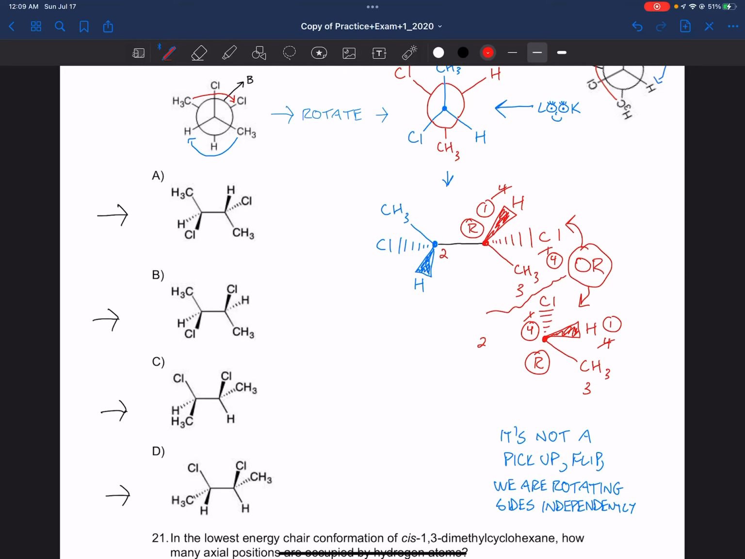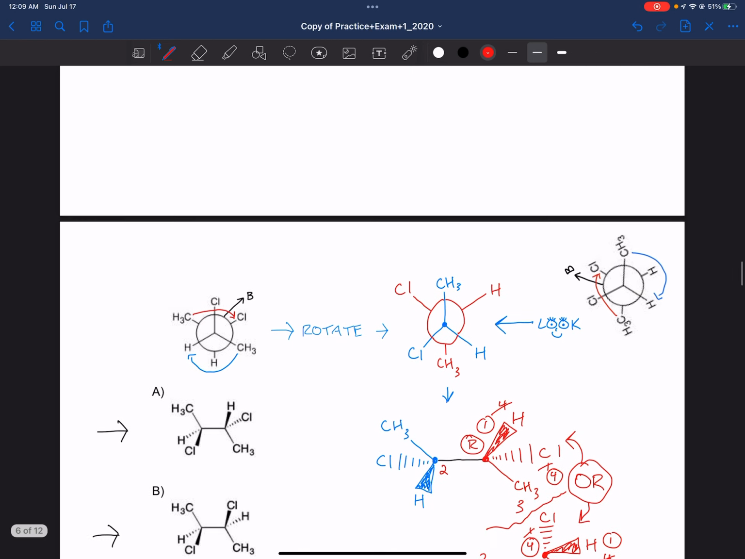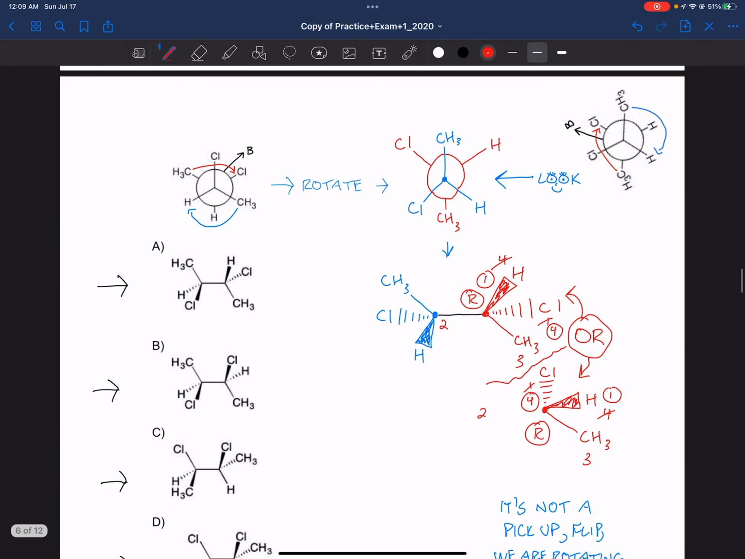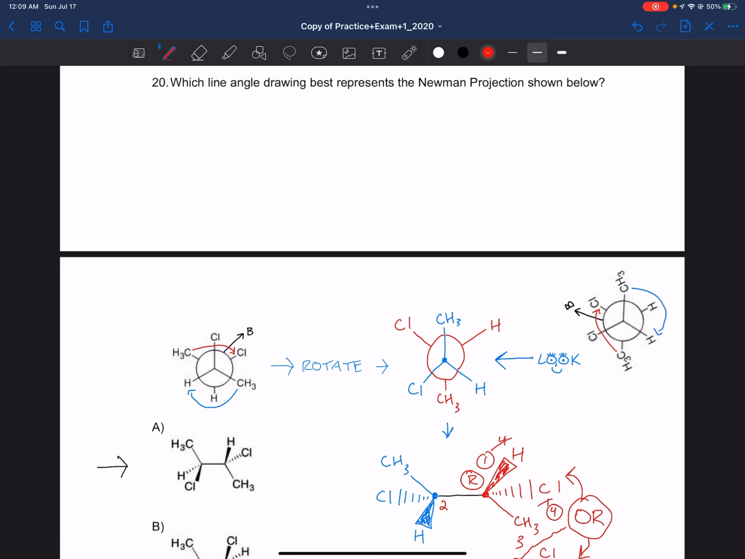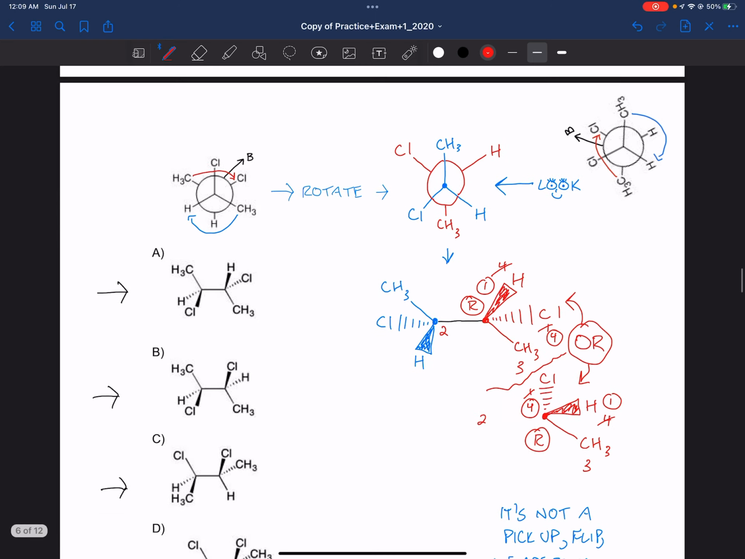All right, so this problem, it's really amazing that even revisiting this problem after almost 2 years, it's still giving me trouble. And there's just a lot to consider here. And the question that they're asking us is which line angle drawing best represents the Newman projection shown below.